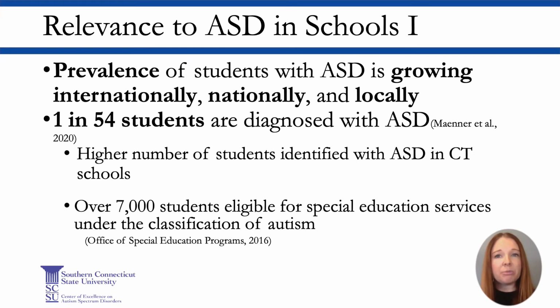This topic is really important because the prevalence of students with autism is growing internationally, nationally, and locally. A recent study from the United States Center of Disease Control found that based on a sample of 8-year-old children, 1 in 54 students are diagnosed with ASD. The number of students being identified with ASD in schools are also increasing. Specifically in Connecticut, students with ASD receiving special education services has risen from over 1,000 to over 7,000 students in the last decade.